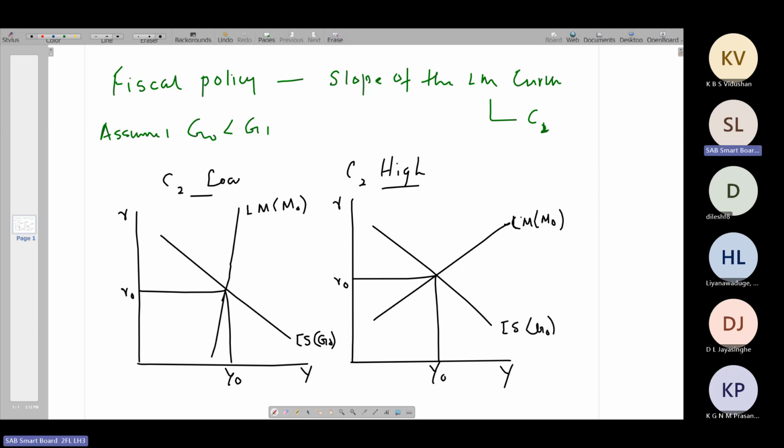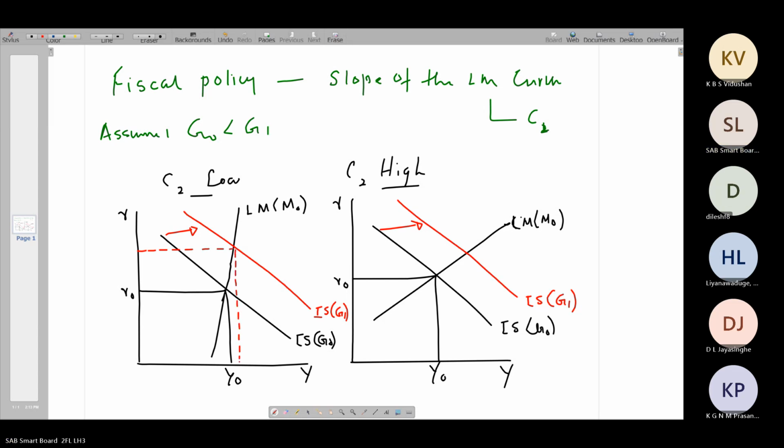Right. So now we are going to implement the fiscal policy. Fiscal policy action: government raises expenditure, so you can parallel shift the IS curve, IS1. The IS curve shifts to the right. Expansionary fiscal policy action. Now what we can see here, let's check the impact. The rate increases, income also increases.